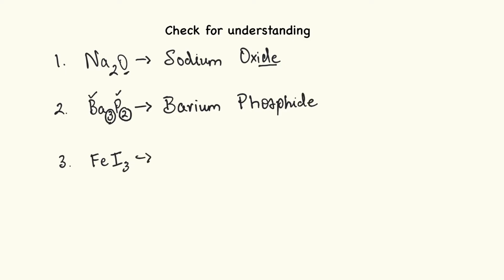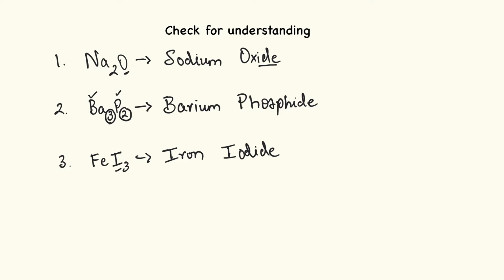The third one is FeI3. We know Fe is iron, and I is iodine, so we'll change its name from iodine to iodide. Alright, so using these three examples, I hope that you have a pretty good understanding of how to name chemical formulas that are binary ionic in nature.